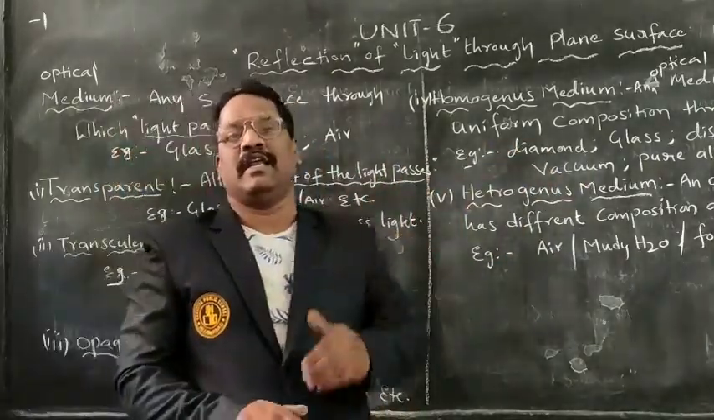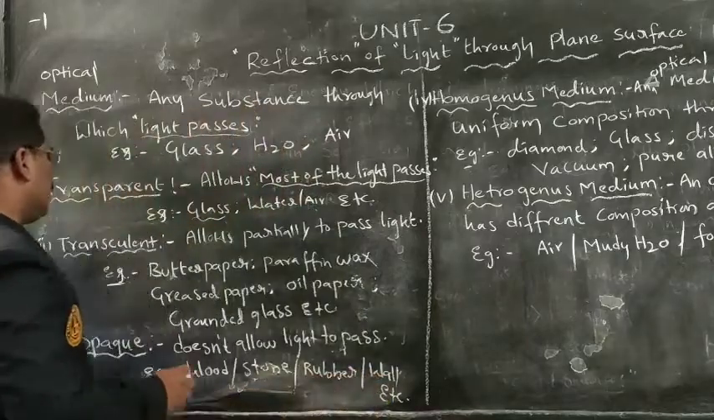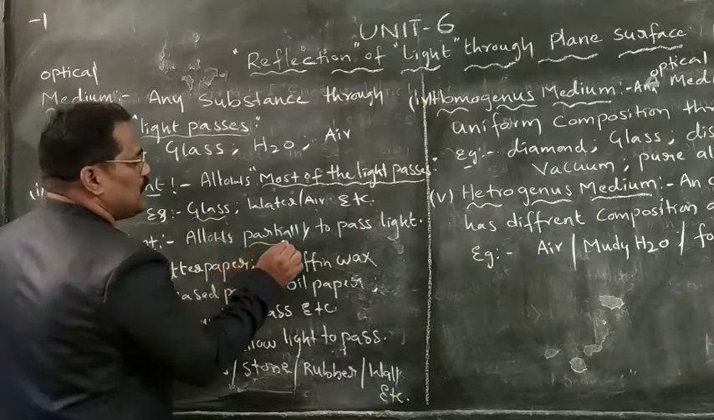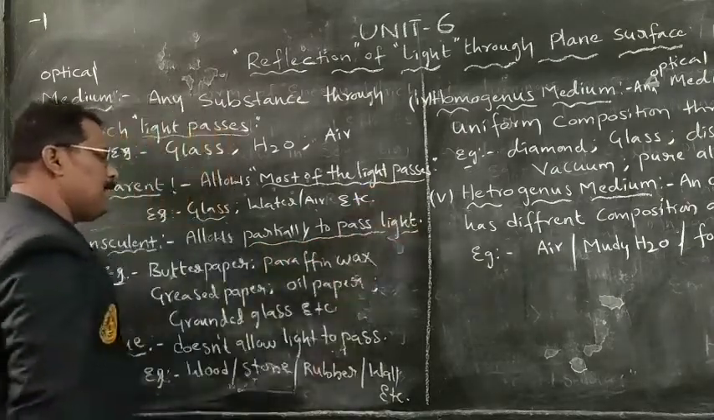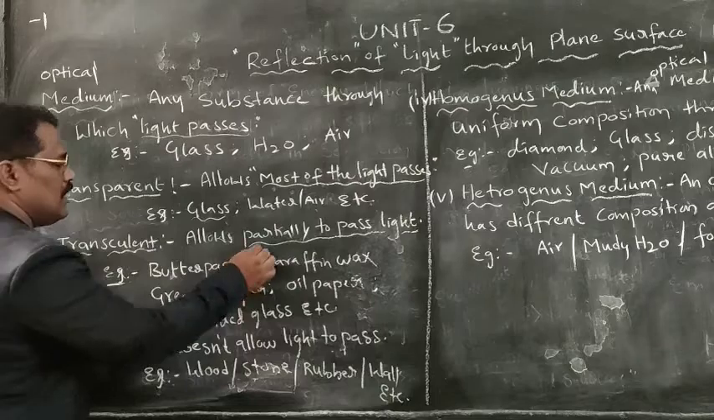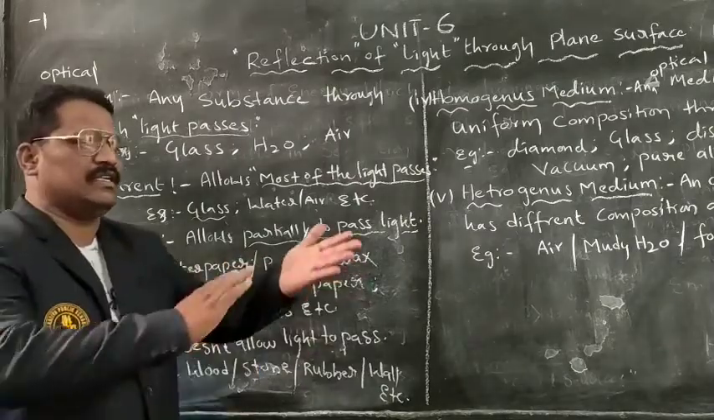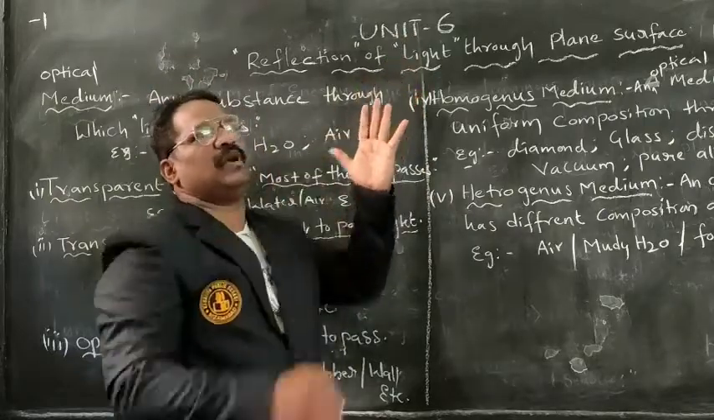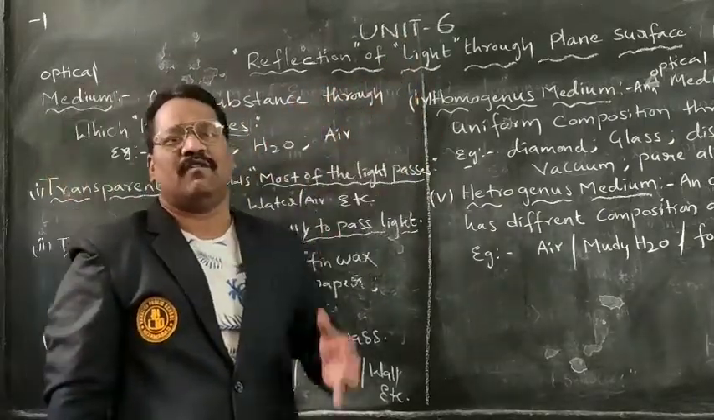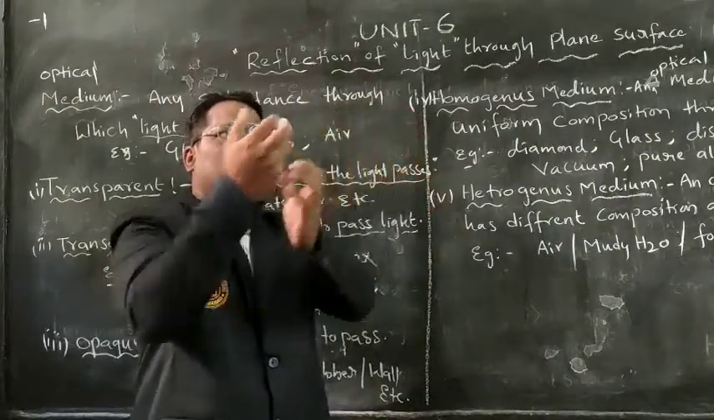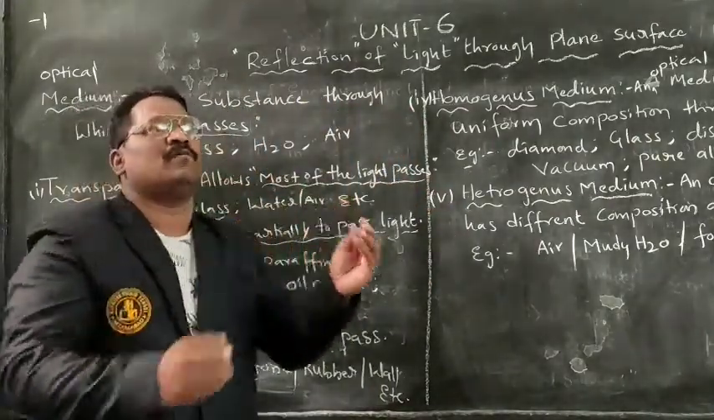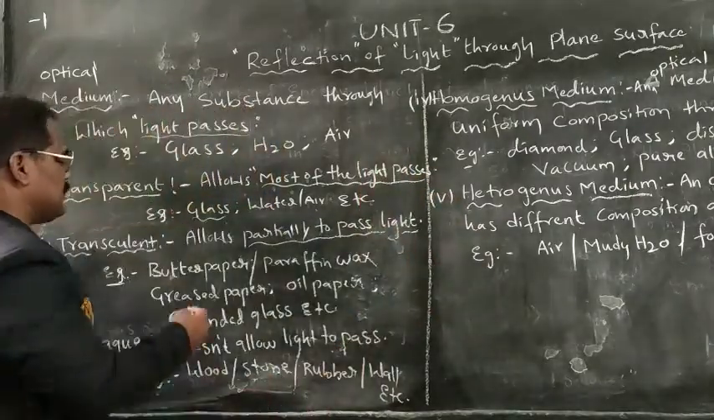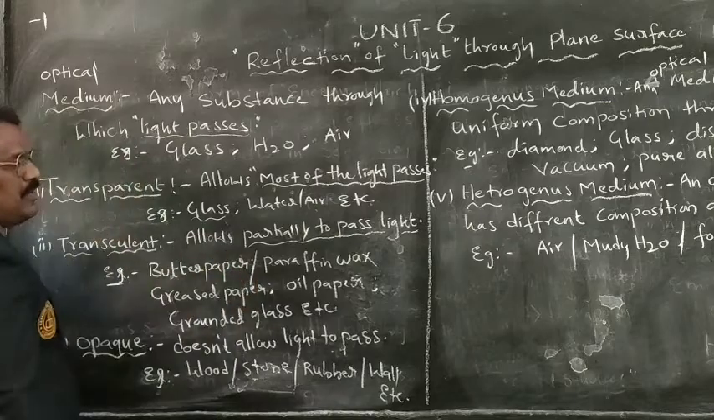That type of material, we can call it a translucent material, through which the light partially passes. Examples: take a butter paper, apply butter on the surface of that paper, and allow a light ray to pass through it. We cannot see clearly. Most of the light will not come outside, only a certain percentage of light comes through. That is butter paper.